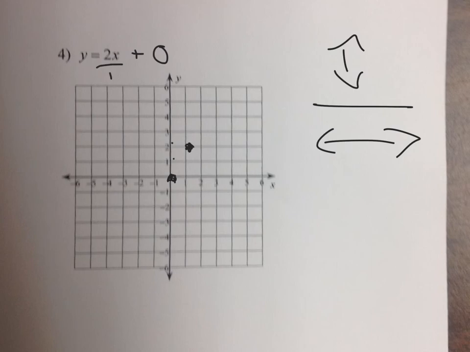All right, I'm now going to start at the dot I just made and do the same thing. Up 2, over 1, up 2, over 1. And you connect those dots. That's it.